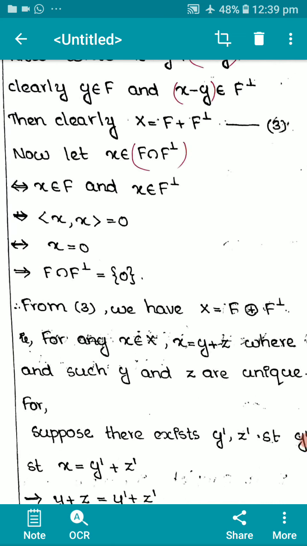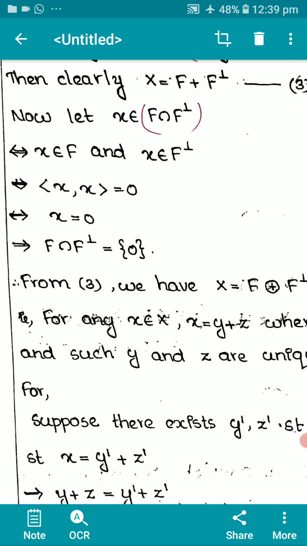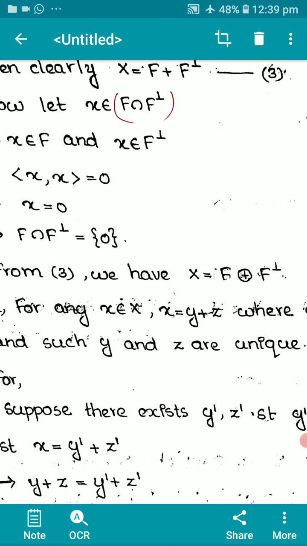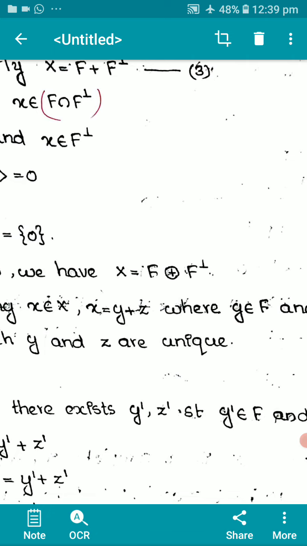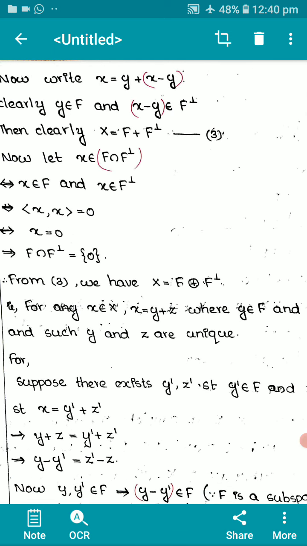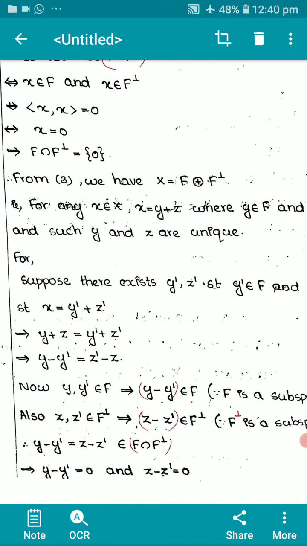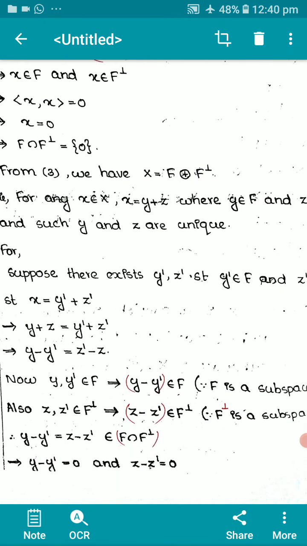Take x in F intersection F perp. Then x is in F and x is in F perp, so the inner product of x and x equals 0, that is, F intersection F perp is nothing but {0}. So from 3 we have X equal to F direct sum F perp, the direct sum of these two spaces F and F perp. For any x in X, you can write x as the sum y plus z, where y is in F and z is in F perp. And such y and z are unique. Uniqueness we have studied earlier.